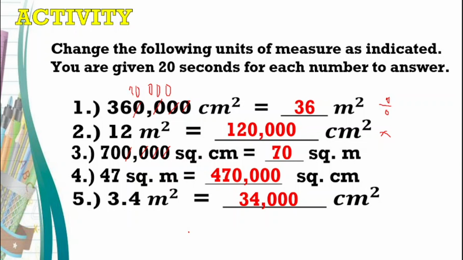So that would be the process on how to convert meter squared to centimeter squared and then centimeter squared to meter squared. Again, remember, if you convert centimeter squared to meter squared, you're going to divide the given by 10,000. And then, if you convert the meter squared to centimeter squared, you're going to multiply the given by 10,000. So that would be the process, the shortcut way.